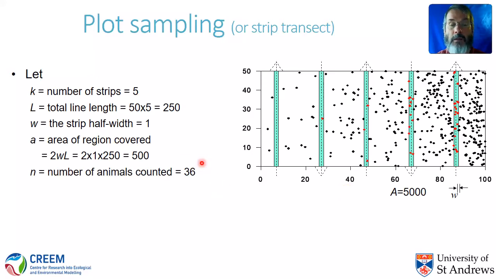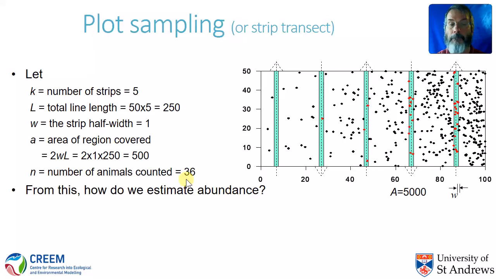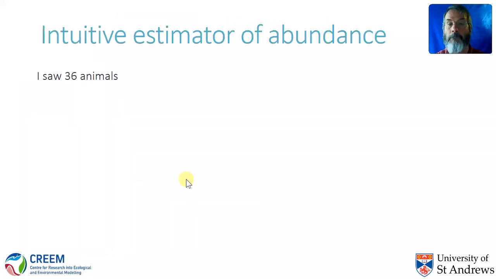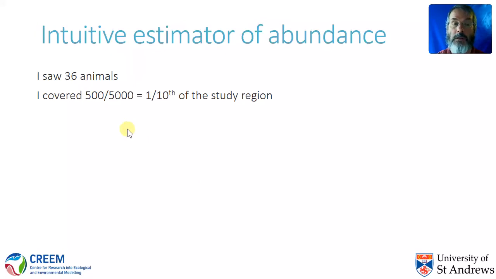By applying that field method, we then come back from the field with the number of animals that we detected when visiting those 5 strips. The question then is, how do we produce an estimate of the total number of animals in the entire study area based upon these 36 detections that we made? Here are things that we know. We saw 36 animals. We visited 10% of the study area. 500 5,000ths of the study area were visited by us.